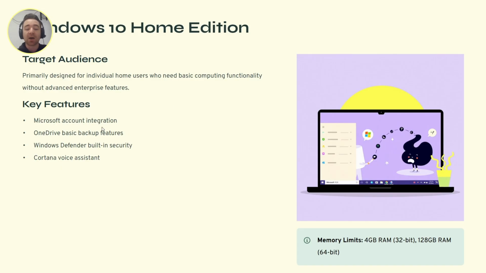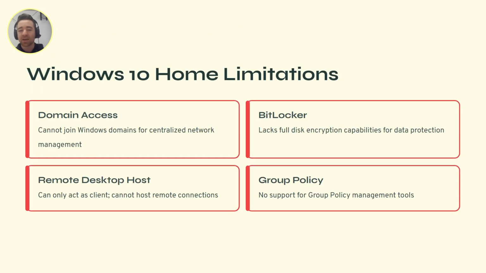So Microsoft account integration, we have our Microsoft account. You're going to be able to intuitively access that on Windows 10 Home. OneDrive basic backup features. You have Windows Defender built-in security. You will have that built into your Windows 10, and Cortana voice assistant as well. So those are kind of the key features that come along with it. But what are we missing here? Well, specifically, what do we have and what do we not have?